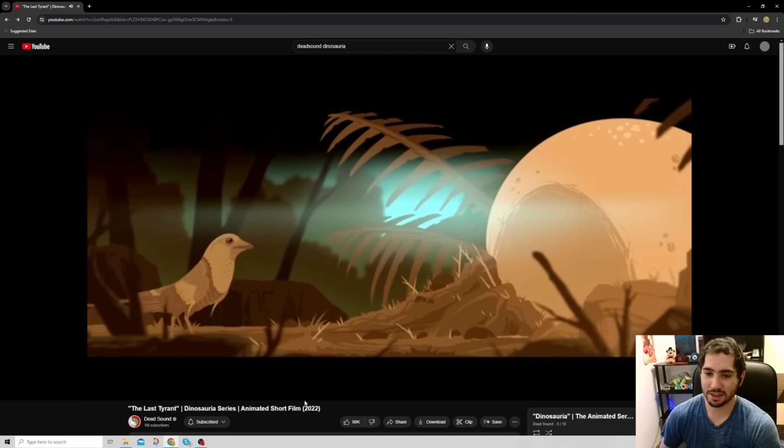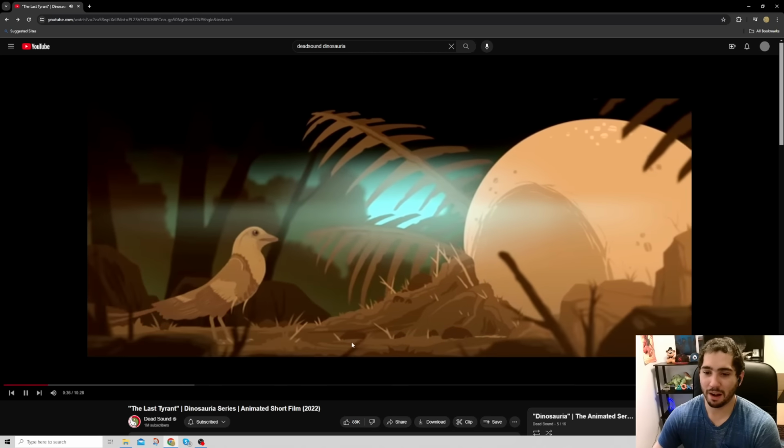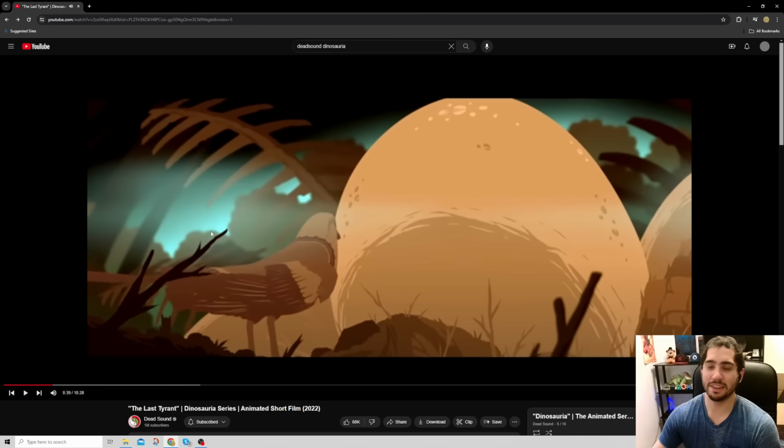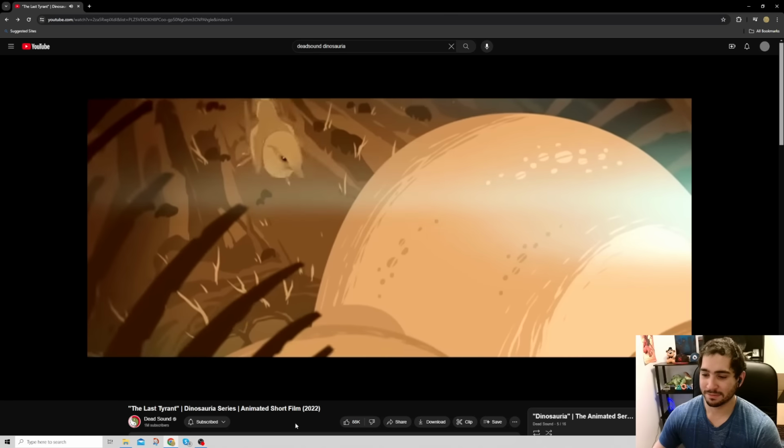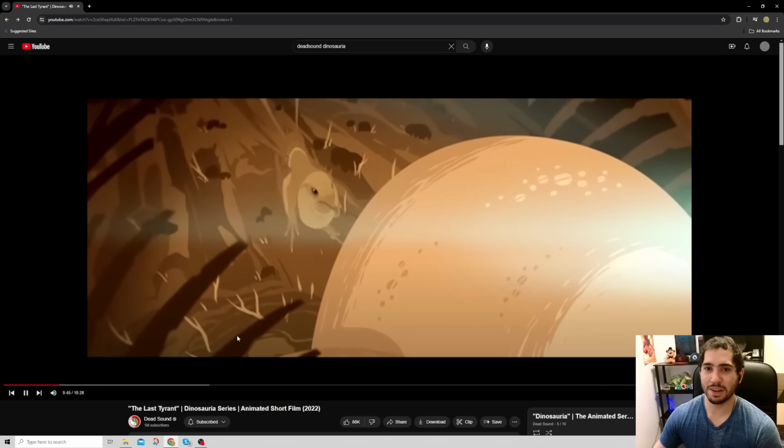Okay, let's see. Some type of bird. Probably it's an actual true bird from the Cretaceous. Yes, okay. Alright, I'm down. Not sure exactly what species this is.